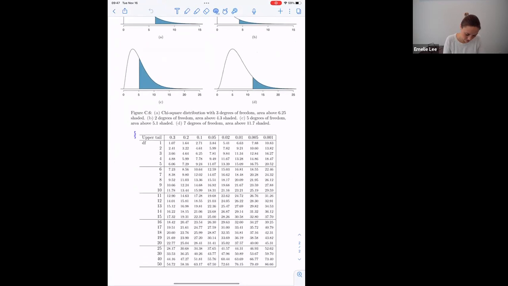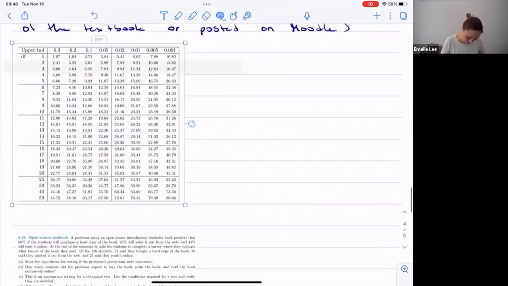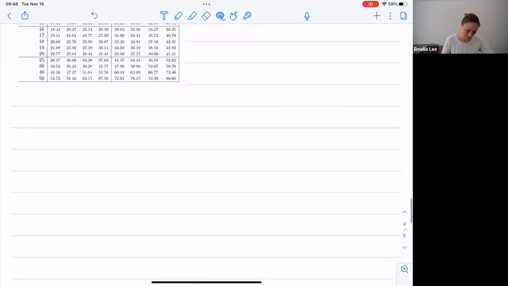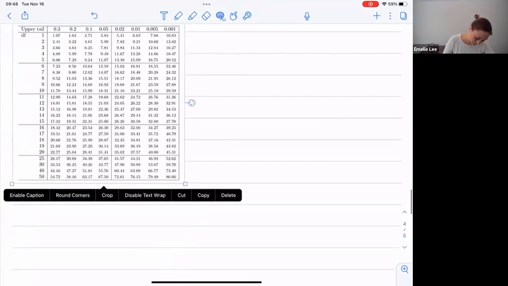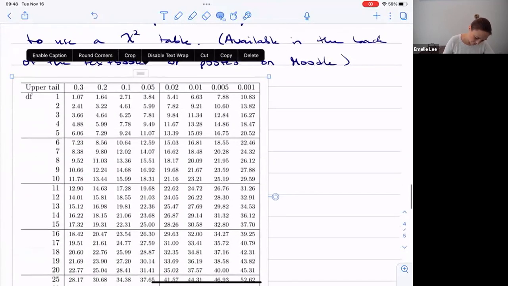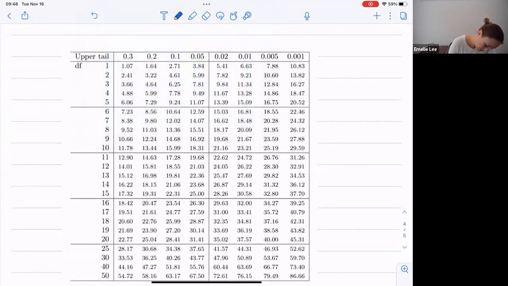Let's see if I can grab this here. Should have put this on like page 50 or something. Okay. So here is the chi-squared table. This is the chi-squared probability distribution table.